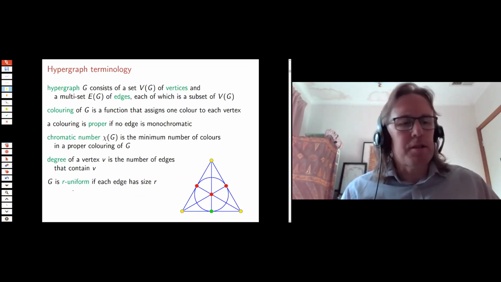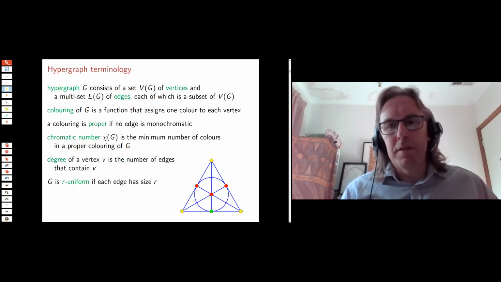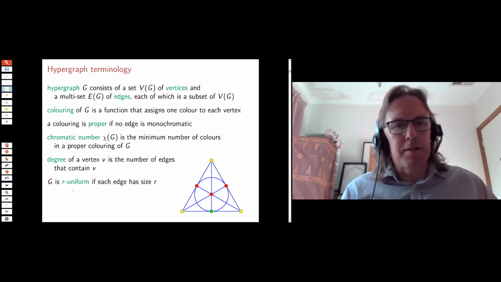A hypergraph G consists of a set V(G) of vertices and a multiset E(G) of edges. So I'm allowing parallel edges in my hypergraphs. Each edge is simply a subset of V(G). So it's a very general setting. It's just a set system.